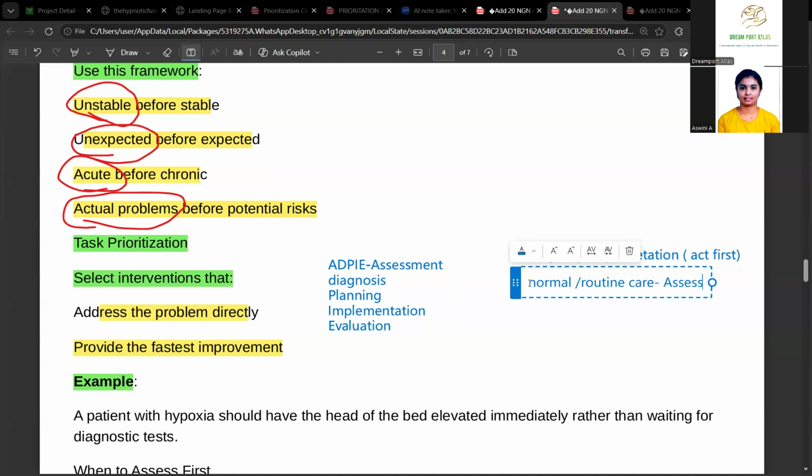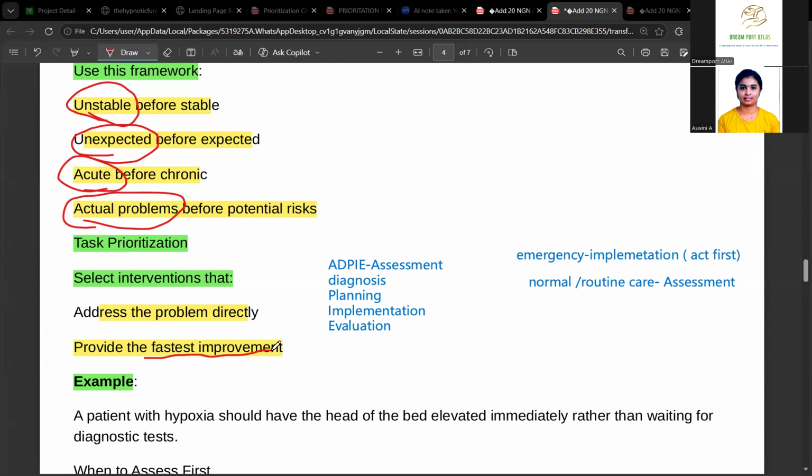Assessment will be your highest priority. But in case of emergency, implementation or action is your highest priority. That means we need to address the problem directly, and also give the care for a fast improvement. That means to save the life of the patient, or to prevent the death, or to prevent the complication.